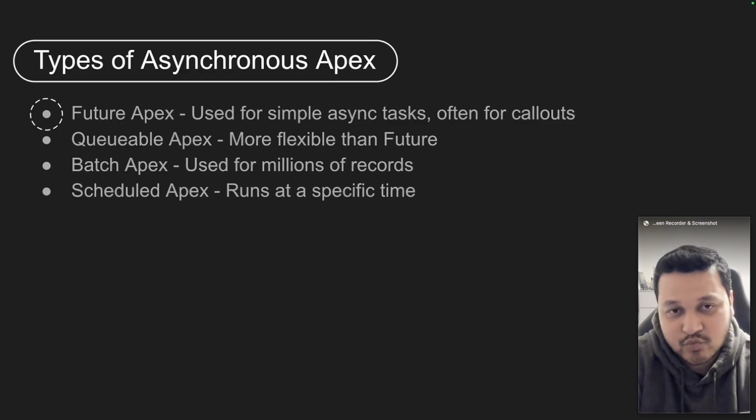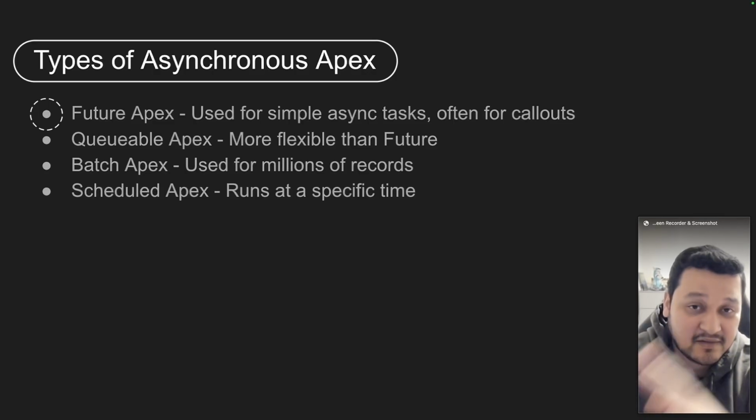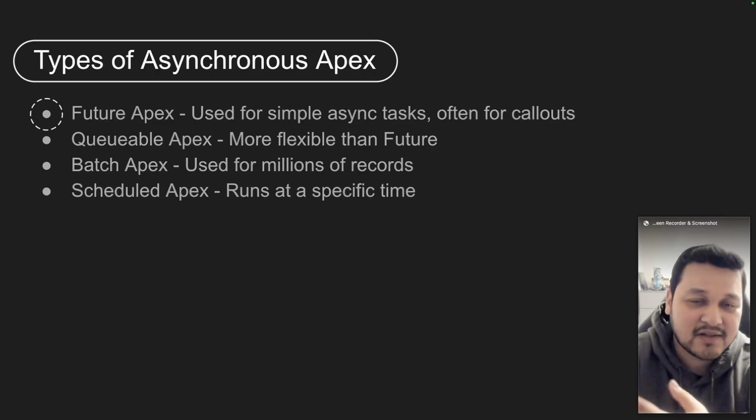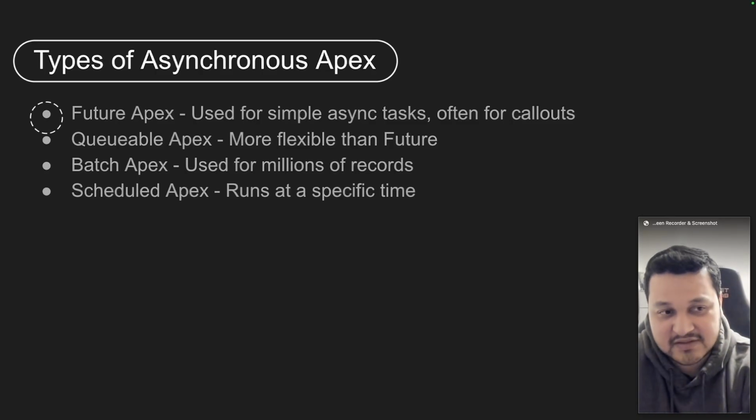It is generally used when you need to send out information to an external system and you're not bothered about what it comes back with, whether the information has reached them or not, but you have just sent out the information. That's what Future Apex does.